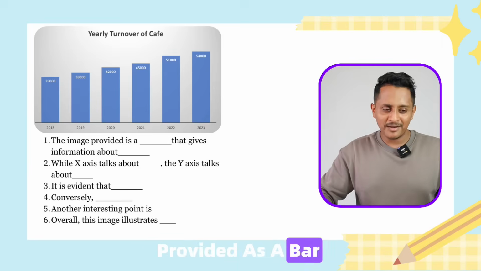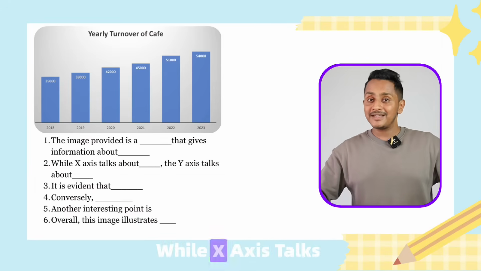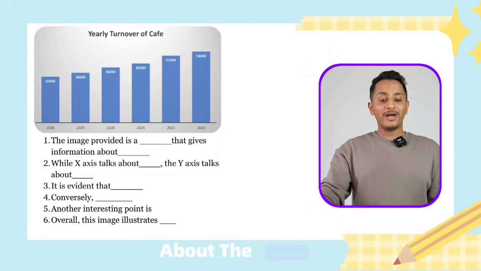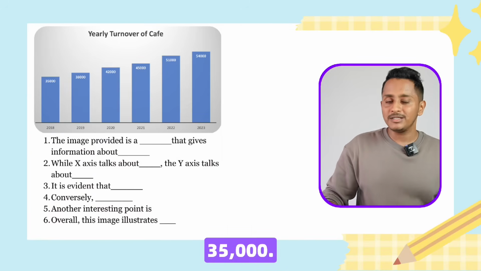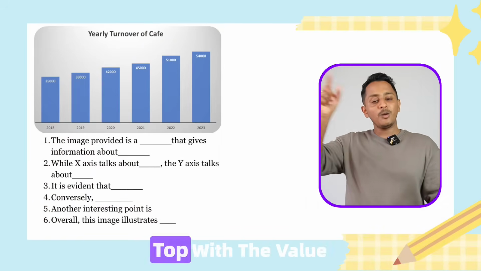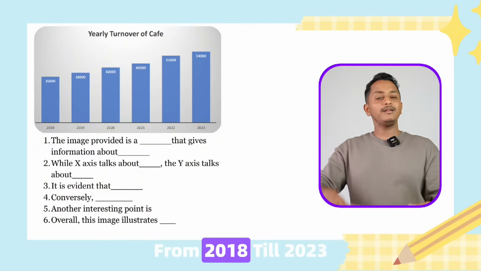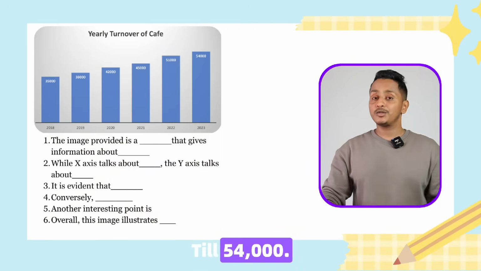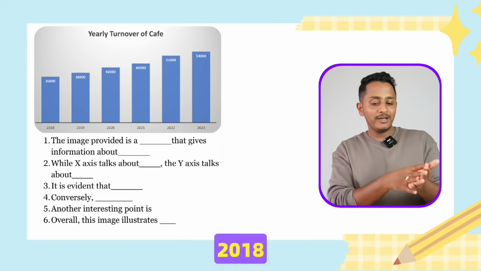The image provided is a bar graph that gives information about yearly turnover of cafe from 2018 to 2023. While x-axis talks about the years ranging from 2018 till 2023, the y-axis talks about the values from 0 to 54,000. It is evident that in 2018 only 35,000 is the annual turnover of the cafe. Conversely, in 2023 the value has gone to the top with a value of 54,000 yearly turnover of the cafe. Another interesting point is from 2018 till 2023 we can see an upward trend raising from 35,000 till 54,000. Overall, this image illustrates the yearly turnover of the cafe between 6 years from 2018 till 2023.